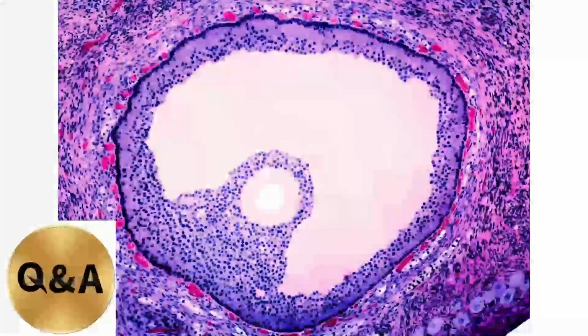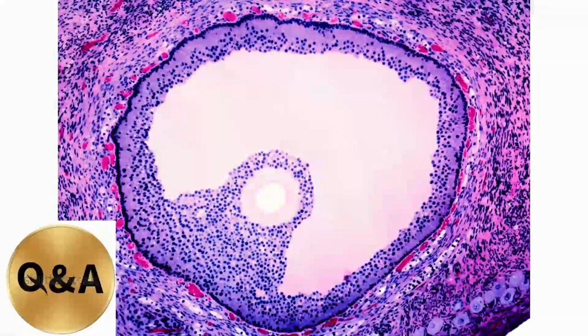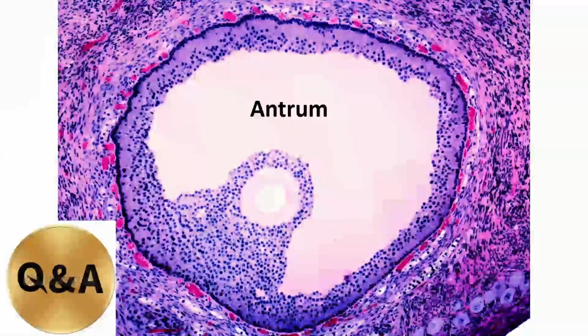We need to ask questions. What is this section? Here we can see that the little spaces in zona granulosa have united together and formed a large single cavity filled with fluid. These cavities filled with fluid are important for the nourishment of the oocyte.